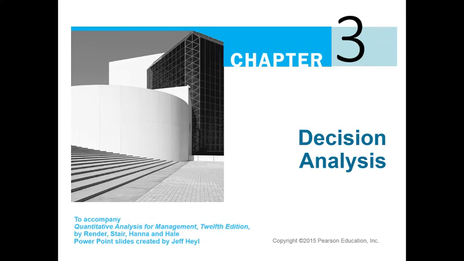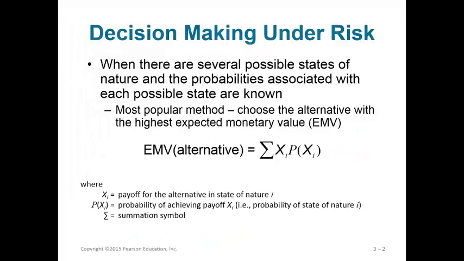This is part 2 of chapter 3 about decision analysis. We're going to take a look at topics such as decision making under risk, expected monetary value, decision trees, etc. So let's get started. First thing, expected monetary value.